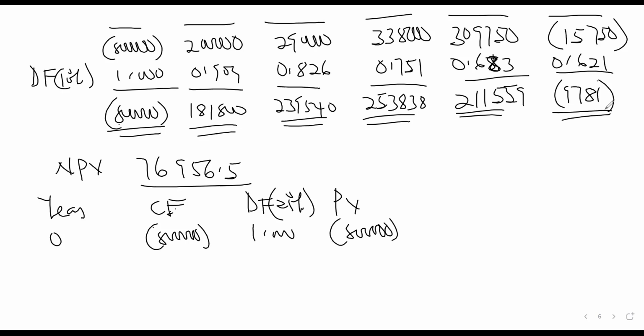Then you come to year one. The cash flow for year one was 200,000, so you put a discount factor at 25%. Year two, the cash flow was 290,000 before we discount. Year three, the cash flow was what?